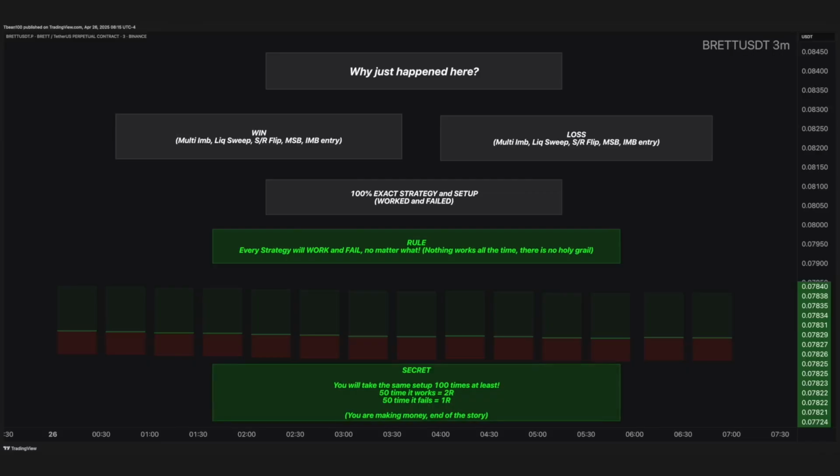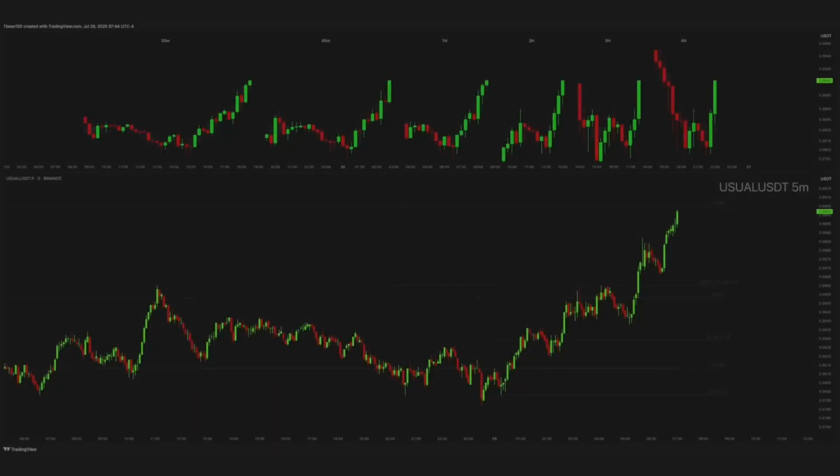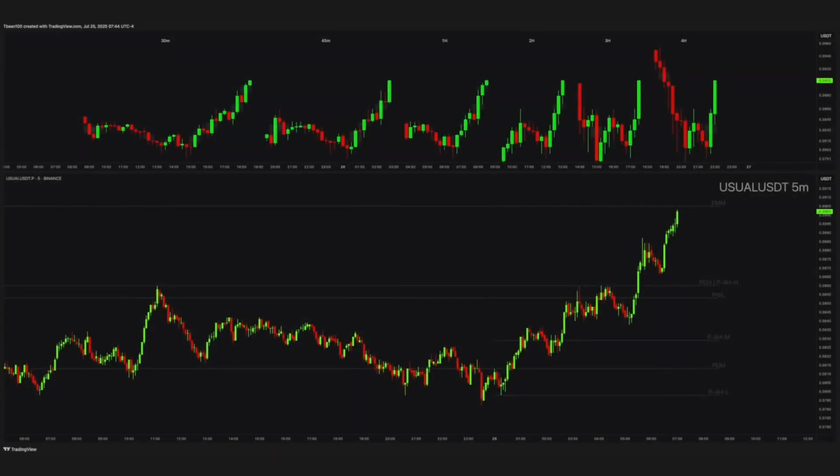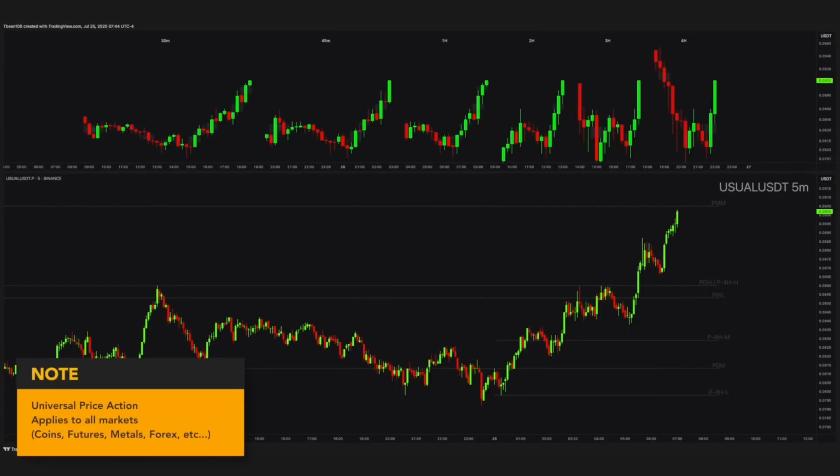If you just take the same setup 100 times, just like tossing a coin, if it only works 50 times and fails 50 times, then you'll be making money. This is the end of the story. This is the end of your holy grail search. This is the truth that you have been seeking for years after years. We will continue to learn step-by-step day trading with our most practical and best trading examples.